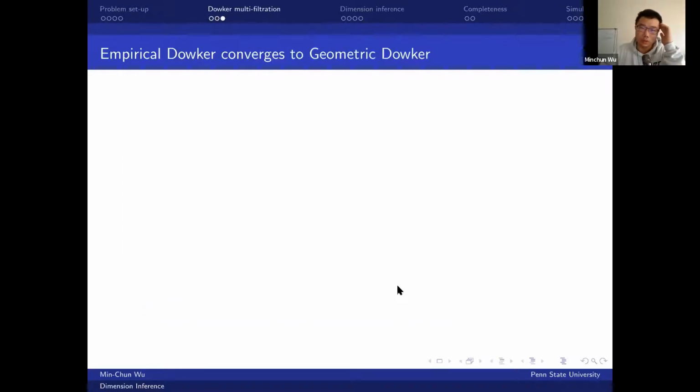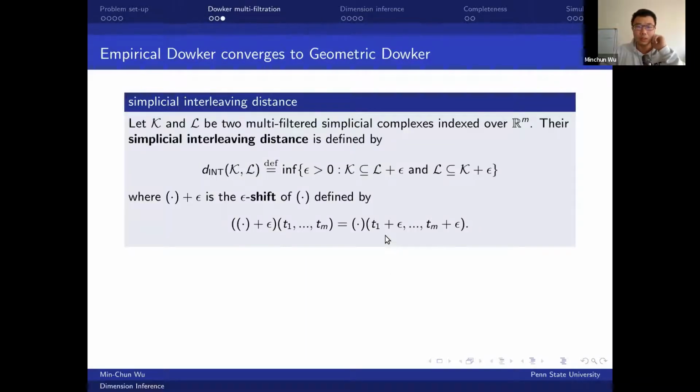And why we care about these two Dowker complexes is because they have the following convergence property. But this time, the empirical Dowker and the geometric Dowker are multi-filtrations. So we have to decide the metric to compare these two multi-filtrations. And the metric that I use is defined as follows.